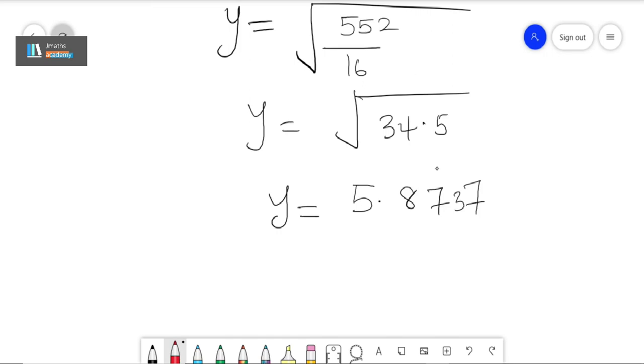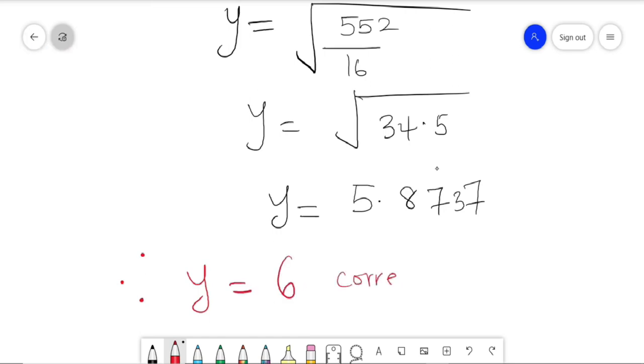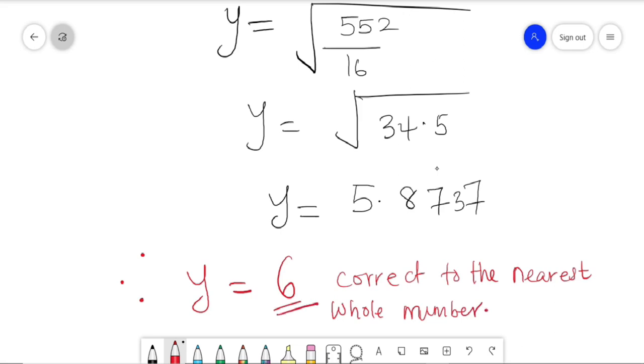So our question asks us to correct to the nearest whole number. So therefore, we have our y to be equal to 6, correct to the nearest whole number. And this is our answer.